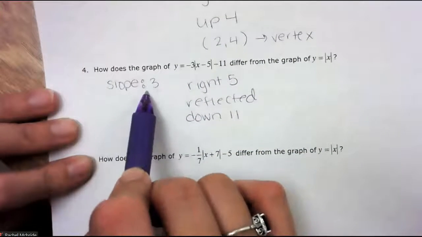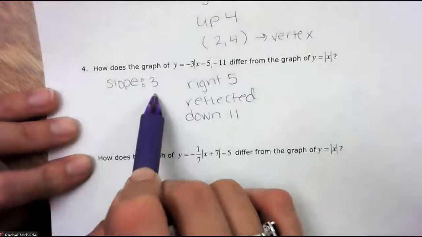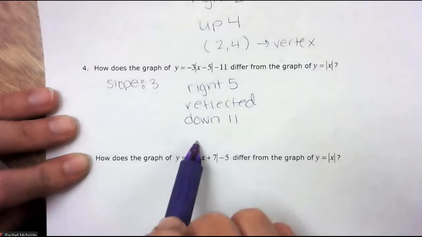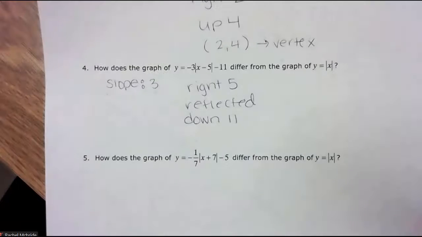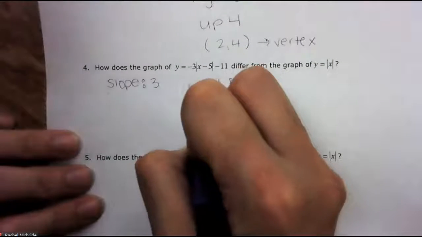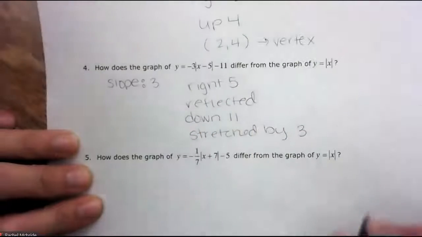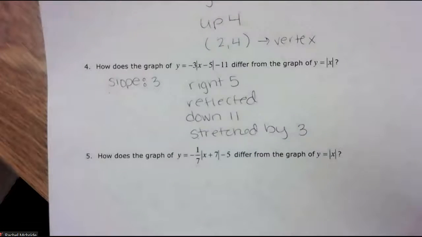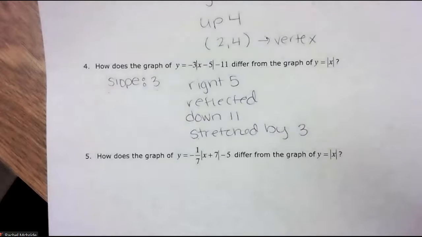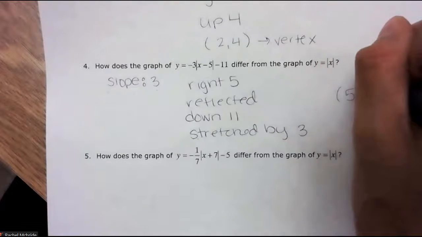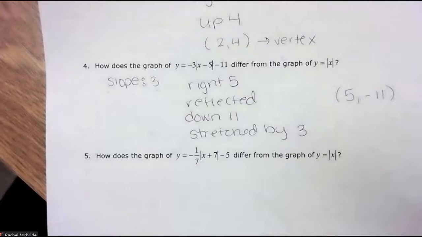Now, we have a word that we like to use when something has a value greater than 1. So, yes, my slope is 3, but what's the word? What does it do to my graph? Good? It's stretched. Fantastic. So, holy moly, this graph had a lot happening. It was stretched. It was reflected. And my vertex is 5, negative 11.